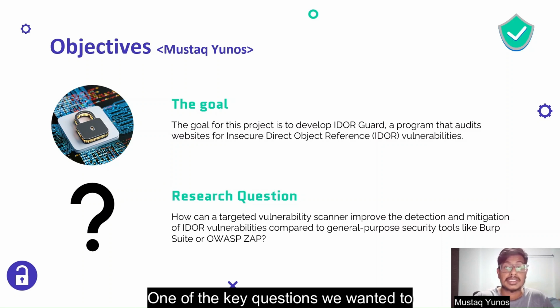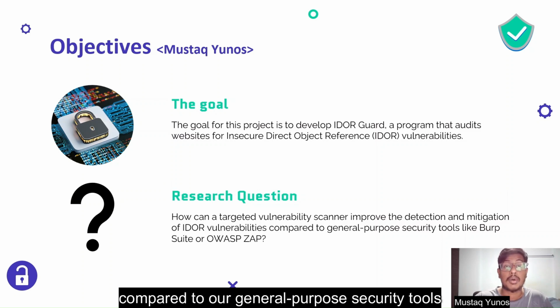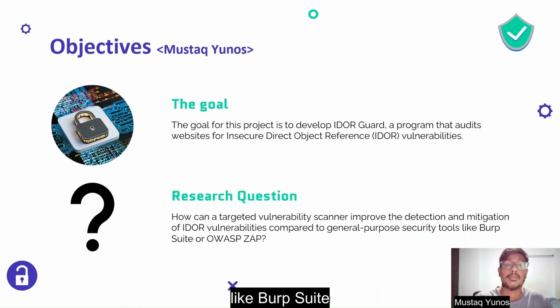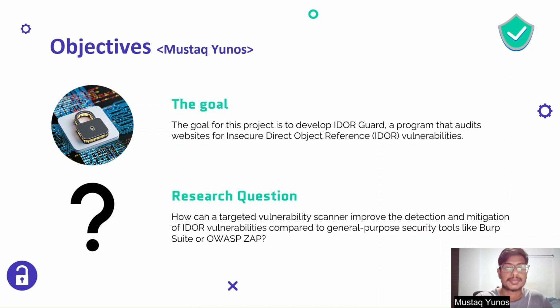One of the key questions we wanted to explore in this project is how a targeted vulnerability scanner can improve the detection and mitigation of IDOR vulnerabilities compared to general purpose security tools like Burp Suite, or OWASP ZAP. So our goal was to create IDORGuard, a program that audits websites for insecure direct object reference, or IDOR, vulnerabilities.